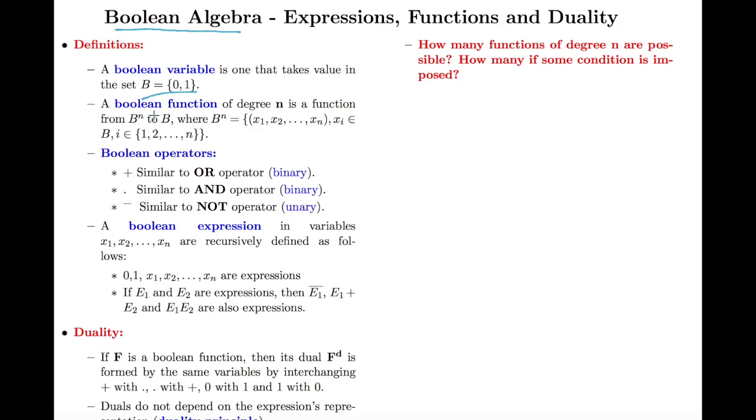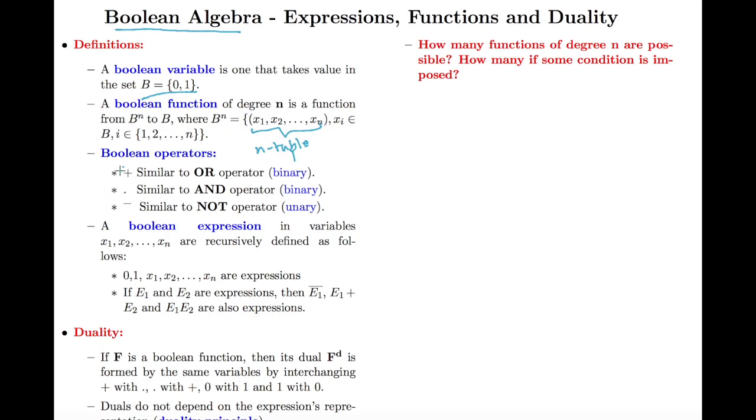A Boolean function of degree n is a function from B^n to B, where B^n is given by an n-tuple. This means that it has a length of n, and each variable can take a value from 0, 1. So all xi's belong to B, and this n-tuple then will belong to B to the n. Then we have three main Boolean operators.